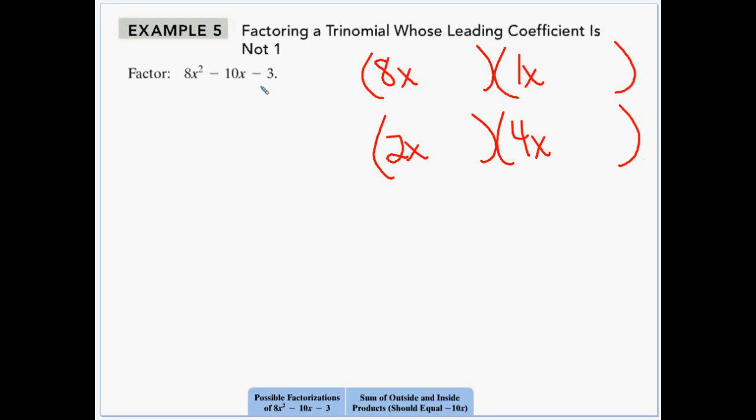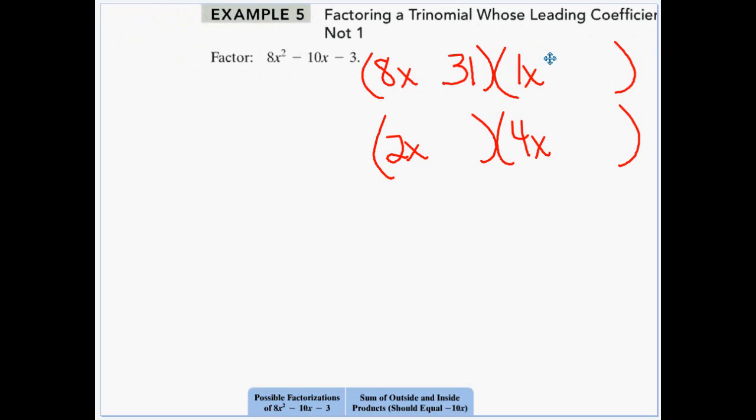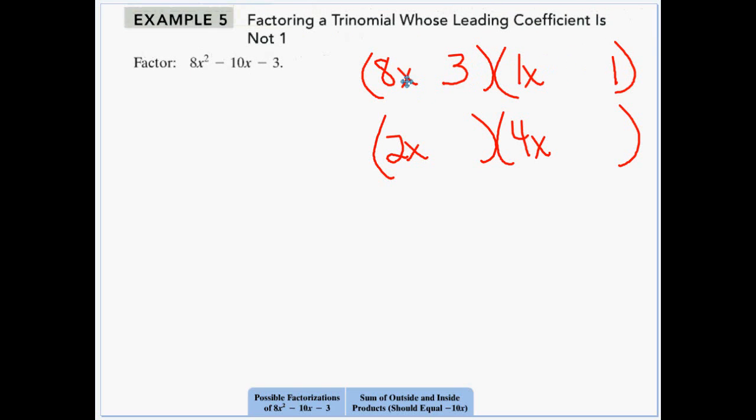The 3 only factors one way, but it's a big deal. Do we put the 1 here and the 3 here? Or do we reverse that? Put the 3 here and the 1 over... Oops. Grab that 1.